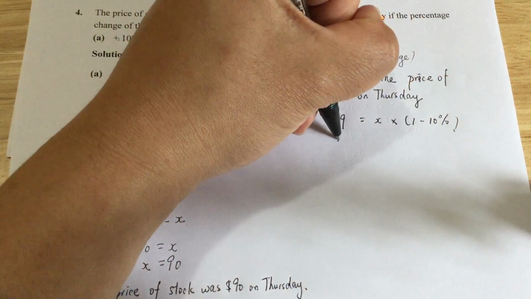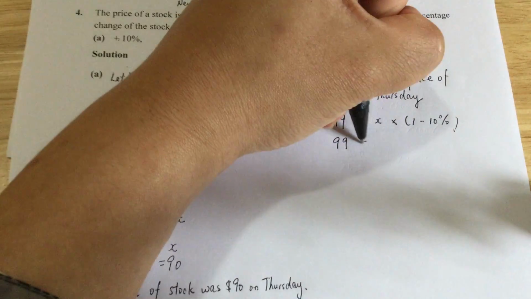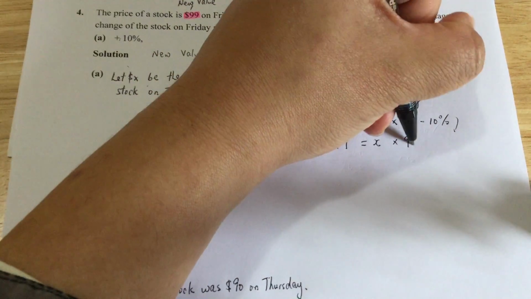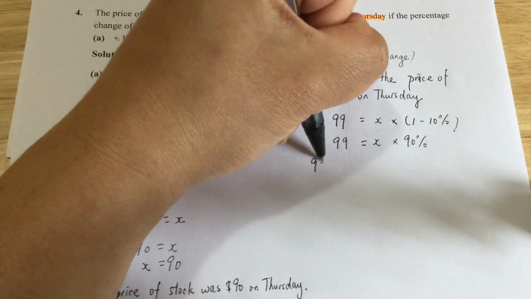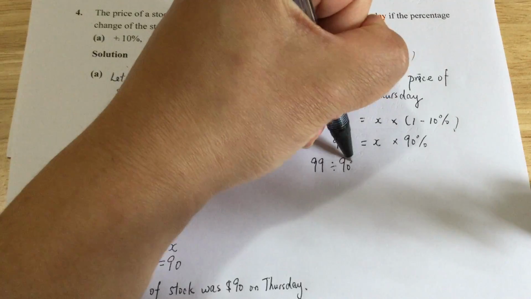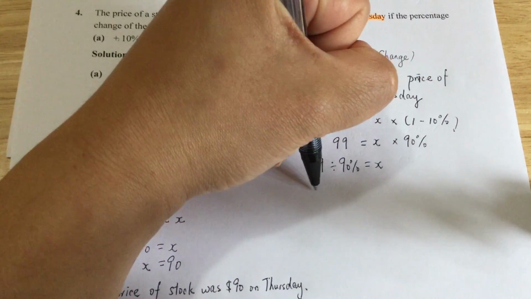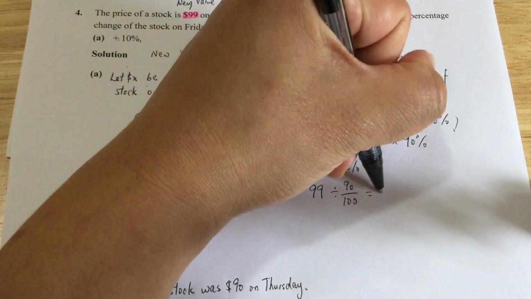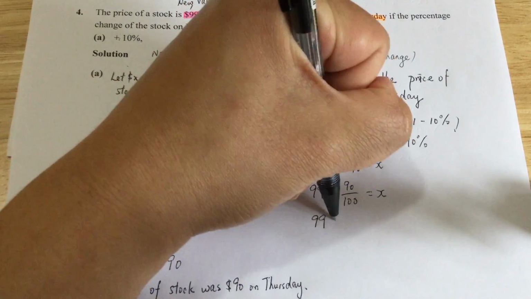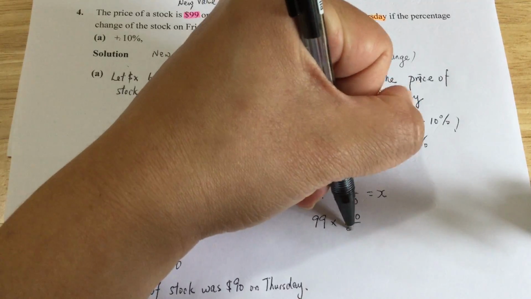Okay, now you have 99 once again. You have equal to X times 90%. You have something similar like this. And then we have 99 divided by 90% equals X. And 99 divided by 90 over 100 equals X. And we can interchange it.